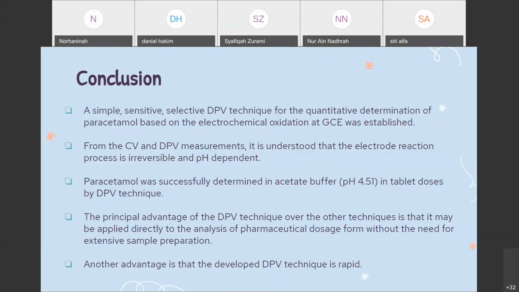The principal advantage of the DPV technique over the other techniques is that it may be applied directly to the analysis of pharmaceutical dosage form without the need for extensive sample preparation. And the other advantage is that the developed DPV technique is rapid. So that's all. Thank you.